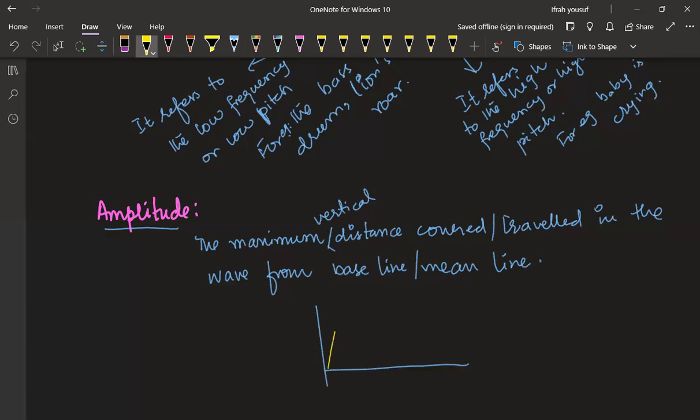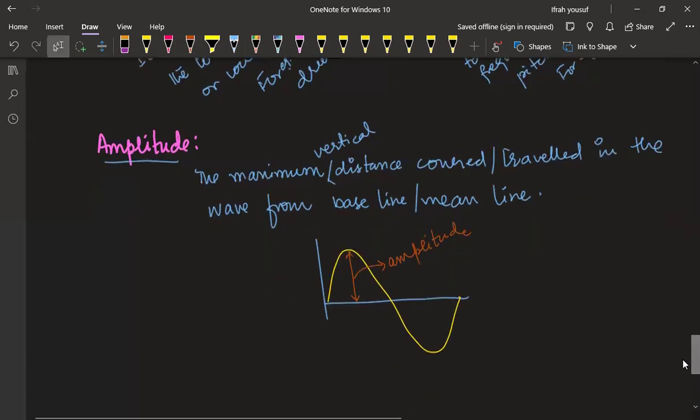Now we can understand by sketching the wave. ठीक है, यहाँ पे मैंने एक wave sketch कर दी है. Now you can easily understand this is going to be your amplitude. ये आपका amplitude कहलाएगा. Clear? ठीक है? And loudness is directly related to what?